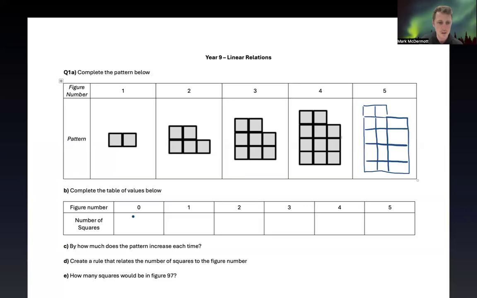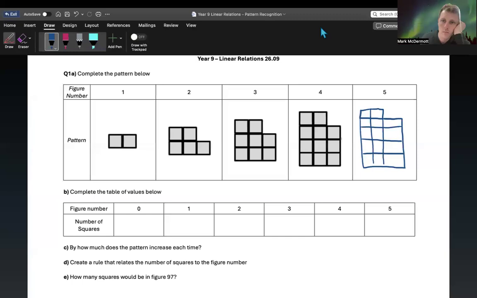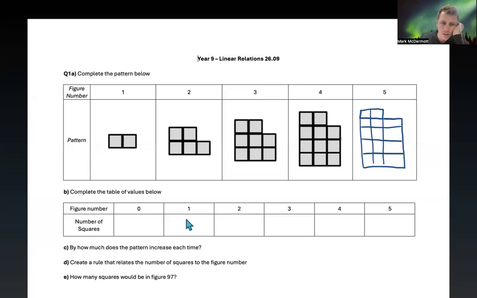All right, so the number of squares for figure number 1, so we're just going to skip 0 for now. Figure number 1 has 2 squares. Figure number 2 has 5 squares. Then you've got an 8. And then for 4, you're going to have 11. And this one here, you've probably recognized the pattern. This one's going to have 14.